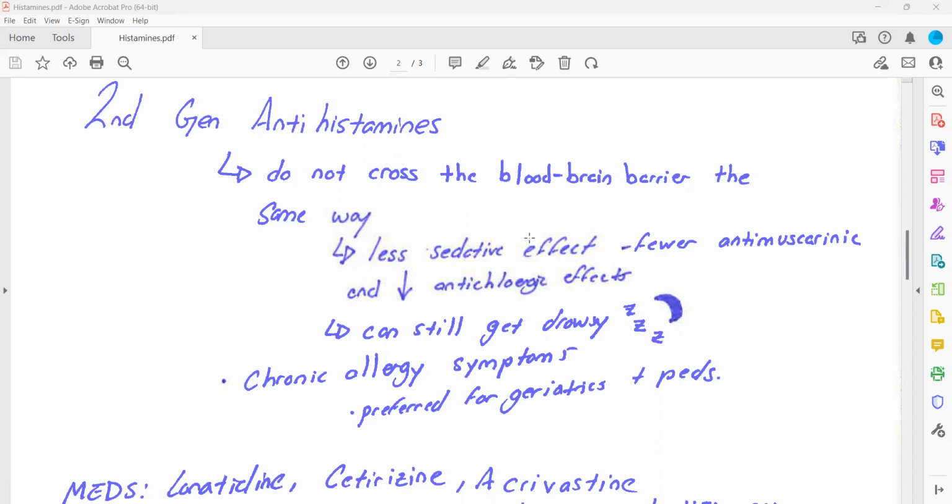Whereas H1s, your Benadryls, your diphenhydramines, the mines, okay, they can cross the blood-brain barrier, potentiating sedative side effects. So if somebody's having allergies or a reaction, but we don't want to really sedate them, or maybe they're that confused geriatric patient that we don't want to potentiate their side effects, a second gen might be good for them. Okay, that H2.